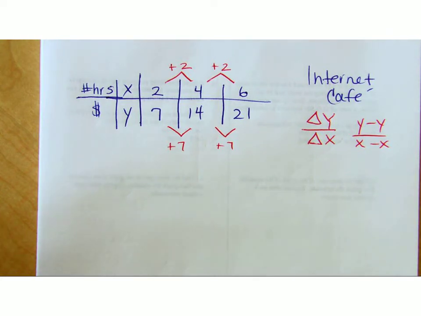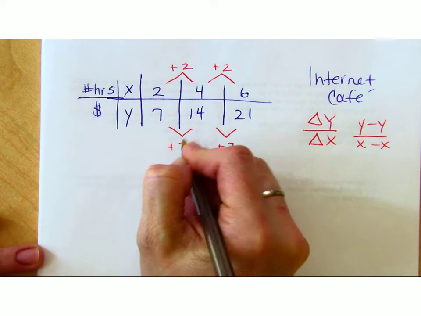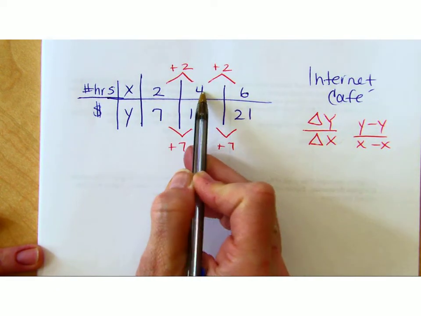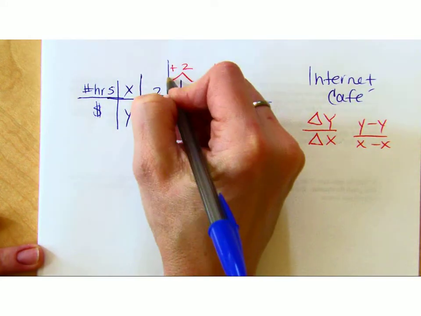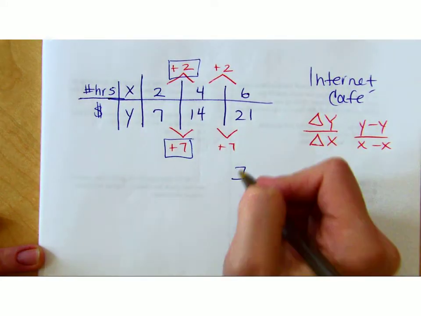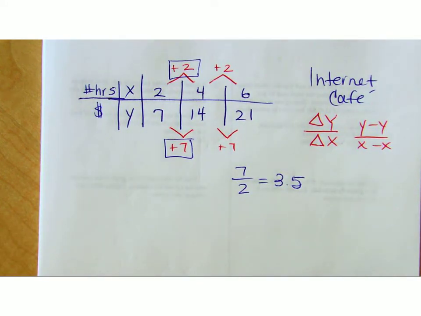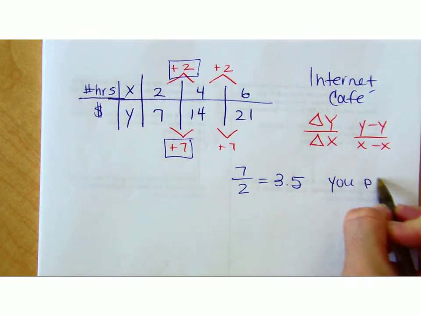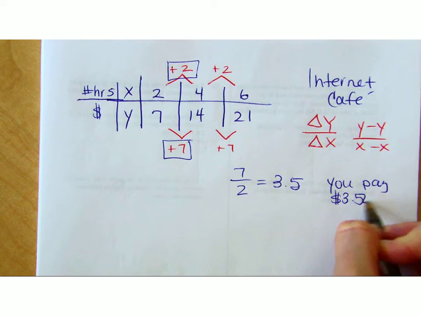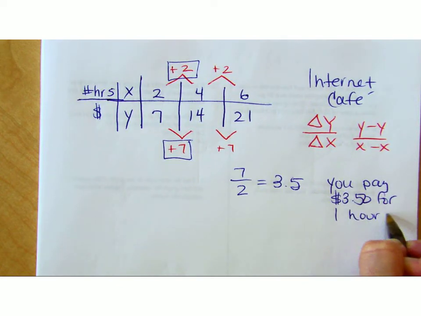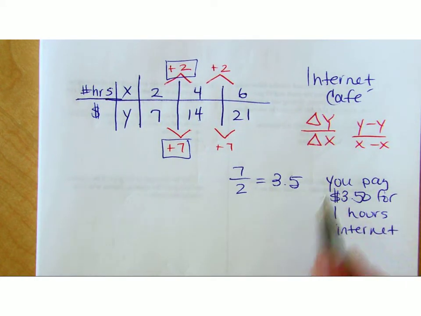$3.50. Agreed? Okay? Because look, I want you to take not 7 divided by 2, not 14 divided by 4. I want you to take the change in y and divide it by the change in x. You'll see why later. So guess what? You don't get to just tell me the rate of change is 3.5. It's an application problem. What does 3.5 represent? It represents that you pay $3.50 for 1 hour of internet usage. That is you explaining what that number actually means. Do you understand that? Okay?